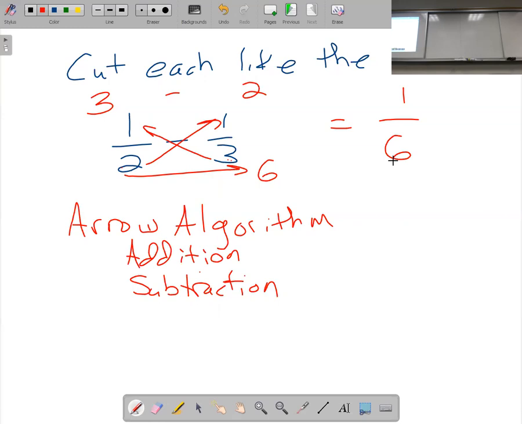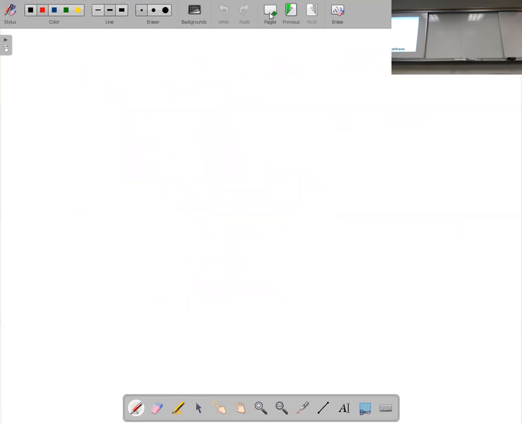So let's revisit the arrow algorithm on another problem we did earlier. 1/3 plus 1/6 was one of the problems we did with toys. So if I look at the arrow algorithm on this right here, usually what I do first is cross multiply. 6 times 1 is 6. 3 times 1 is 3.